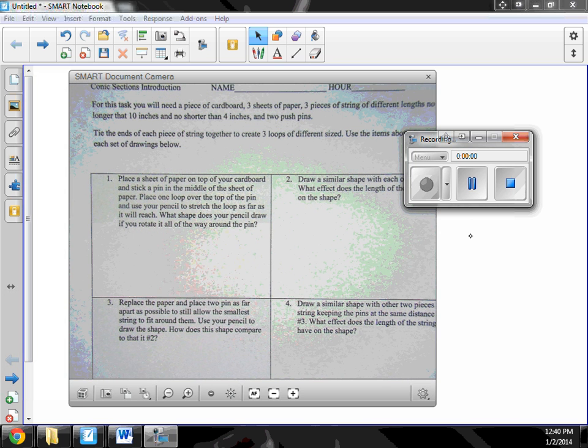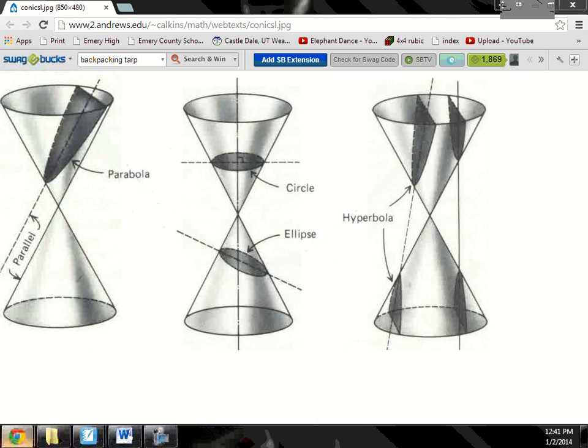Today we're going to learn about conic sections. There are four conic sections, meaning four geometric structures you can get by intersecting a plane and a set of tip-to-tip cones. I'll show you what I mean. So here are the four conic sections.